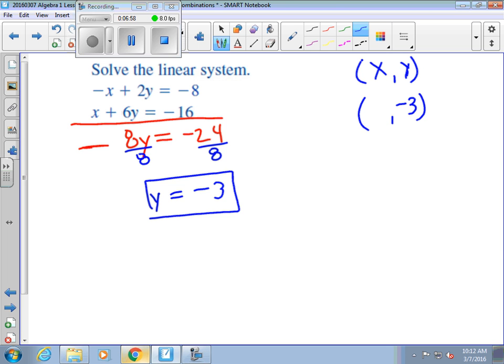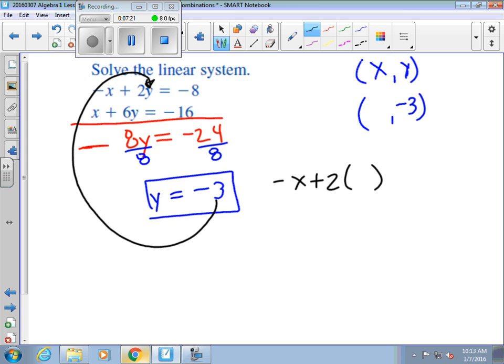Now we need to find x. So take -3 and sub it into either one of the equations that we had. Doesn't matter which one you pick. Pick the one that looks easier. Okay? If they look the same again, plug it into the first one to keep it consistent. So in place of y, -x plus 2 times y, which is now -3, is equal to -8.